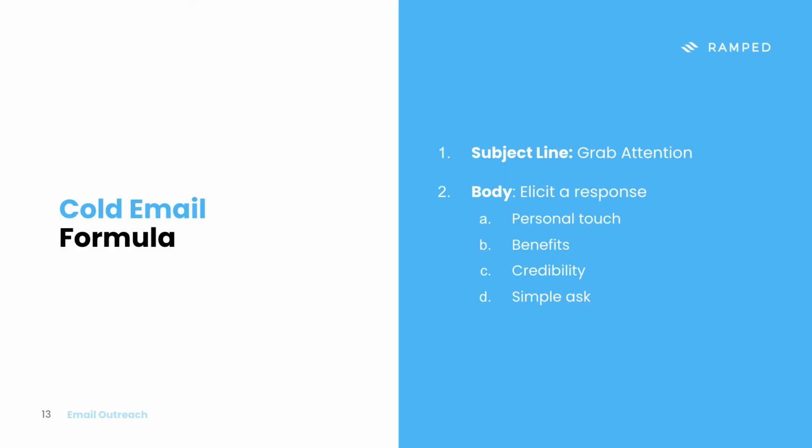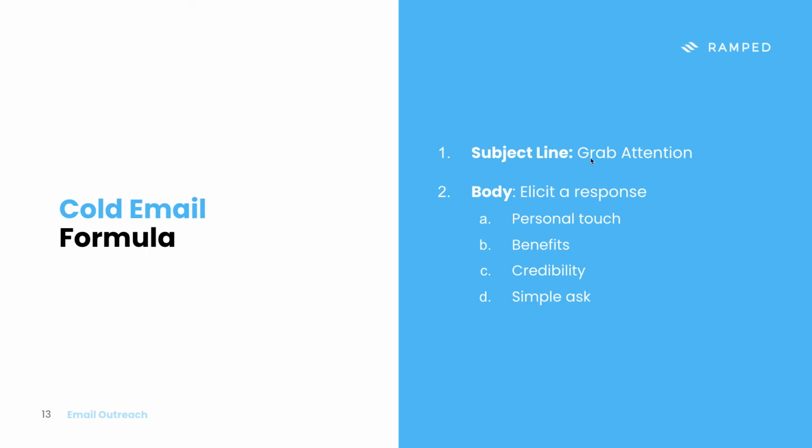So let's look at the cold email formula. Now, really, there's only two components to any email. One is the subject line, which is the first thing that anybody reading your email is going to see. And then two is the actual body or the message inside of your email.